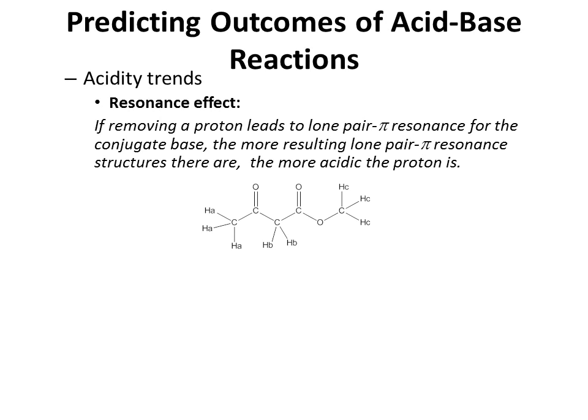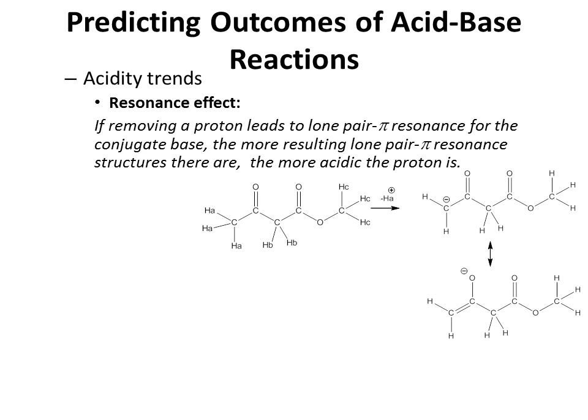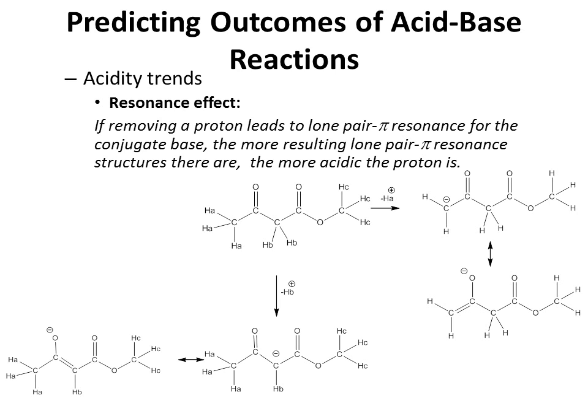So in our example, we have three different types of protons: HA, HB, and HC. If you remove proton HA, then you generate a conjugate base that can resonate its negative charge to one oxygen. There are a total of two lone pair pi resonance structures. If you remove proton HB, then you get a conjugate base that can resonate to two other resonance structures, one to the oxygen on the left and one to the oxygen on the right.